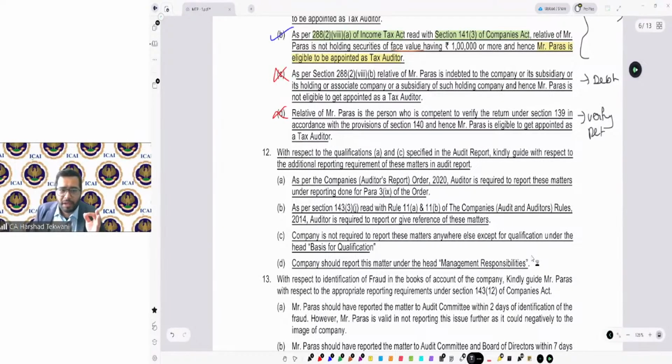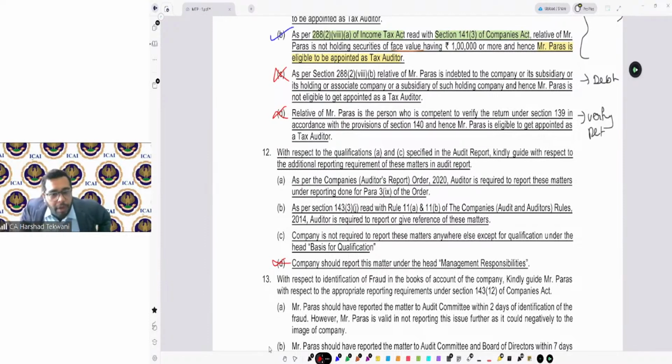Now, first of all, if there is a qualification, I know by default it will not come under the head of management responsibility. Whatever you can identify as a wrong answer, remove it out first of all, so that I should be left with fewer choices to select from. So this is wrong. Remove it. Now I have three options A, B, and C. One talks about CARO, one talks about the audit report only, section 143(3)(j), and one talks about that it should not be reported anywhere else except for the basis of qualification.